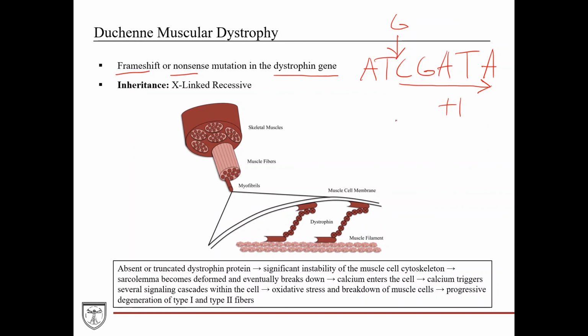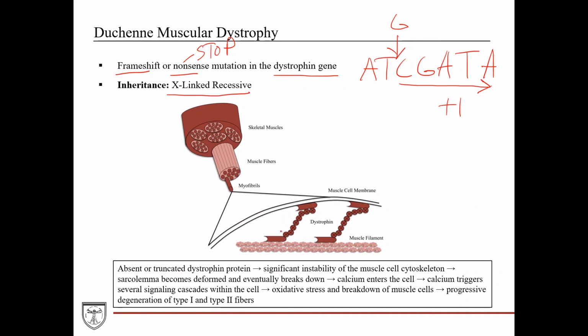You can also introduce a stop codon earlier on in the sequence, so you can have early termination and a severely truncated and dysfunctional protein. The other thing is nonsense mutations. That's when you change a coding codon to a stop codon, so you also have early termination of translation. And so you have a severely truncated and often dysfunctional protein. The inheritance is X-linked recessive.